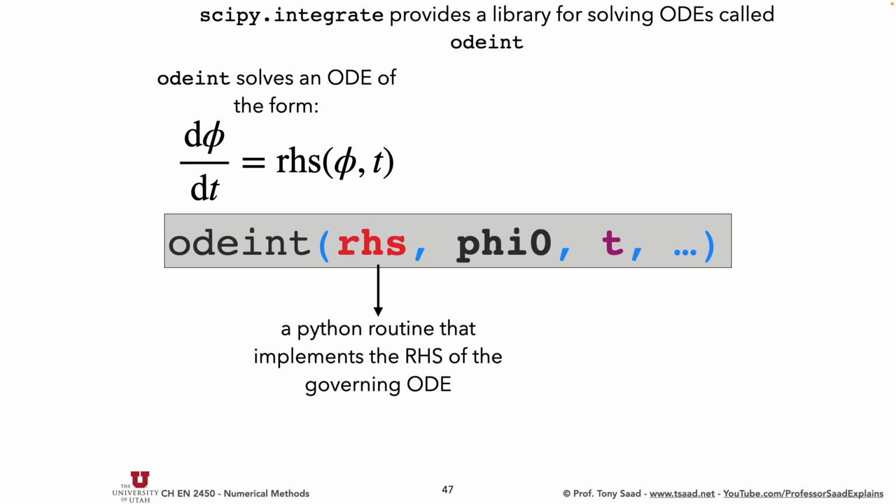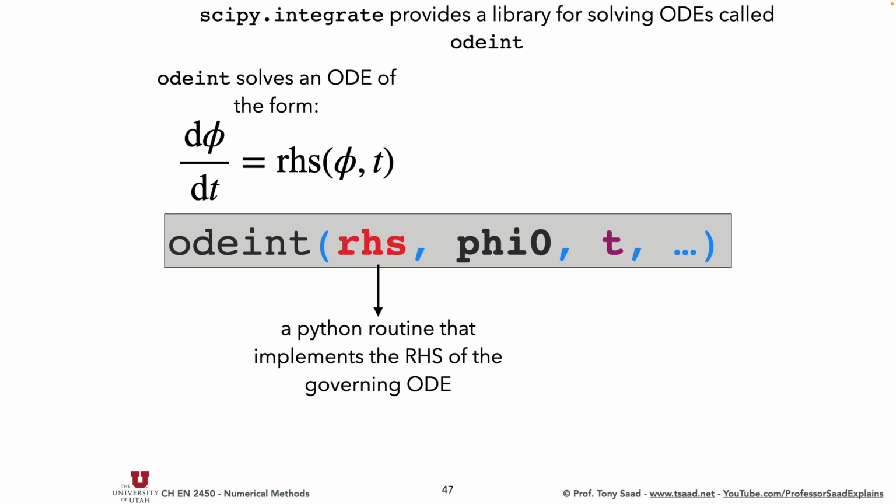The right-hand side, as I discussed, is just simply the name of a Python routine that implements the right-hand side of your ODE. All of these ODEs look the same. It's d phi by dt, or du by dt, dT by dt, dp by dt equals something. That something is what matters to how the solution is going to look like. So it lends itself to a really nice way of generalizing the solution of differential equations numerically.